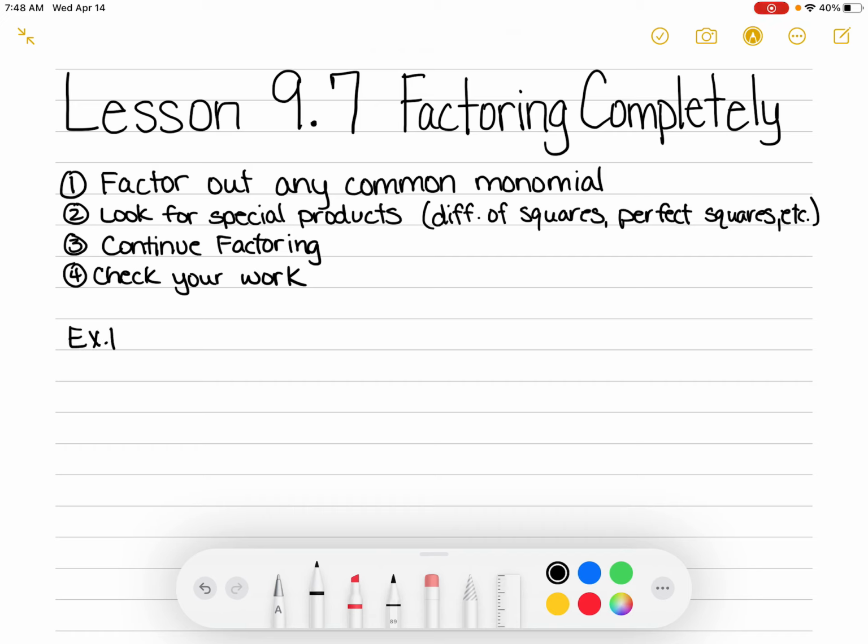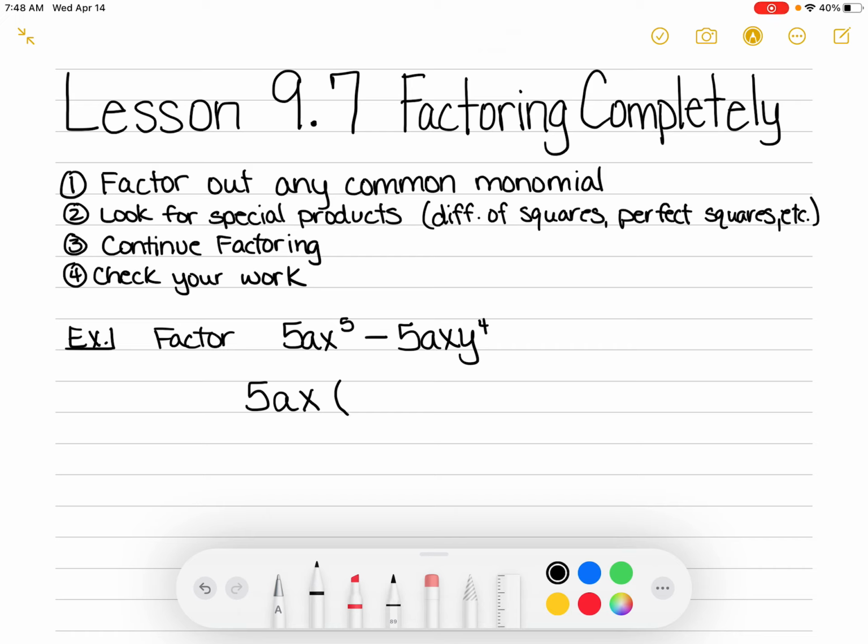So example 1 is to factor 5ax to the 5th power minus 5axy to the 4th power. Okay, so the first thing I'm going to do, look at number 1, factor out any common monomials. So I can already see both of those have a 5, so I'm going to factor out a 5. They both have an a, so I'm going to factor out that a. And then they both have x's, but remember when we're factoring that out, you take the lowest x, so that's just x. And they don't both have a y.